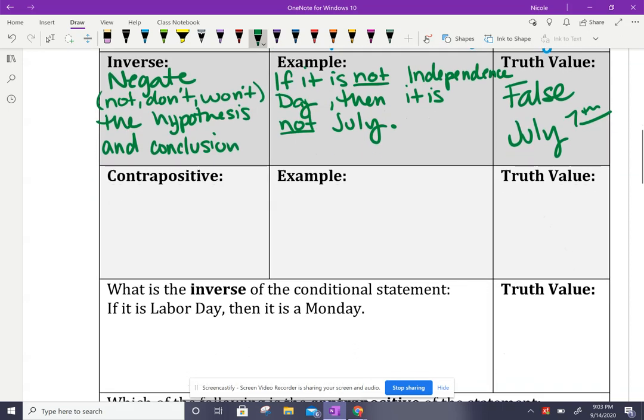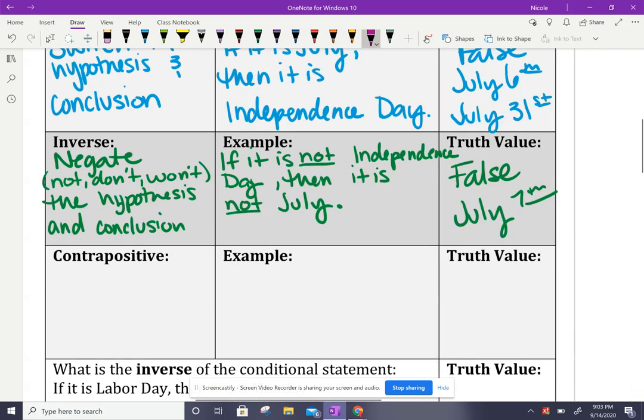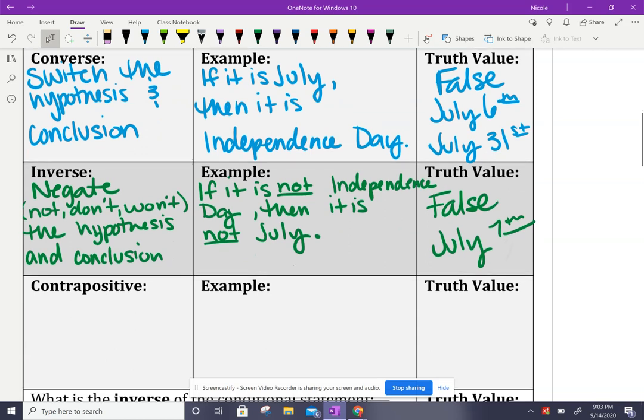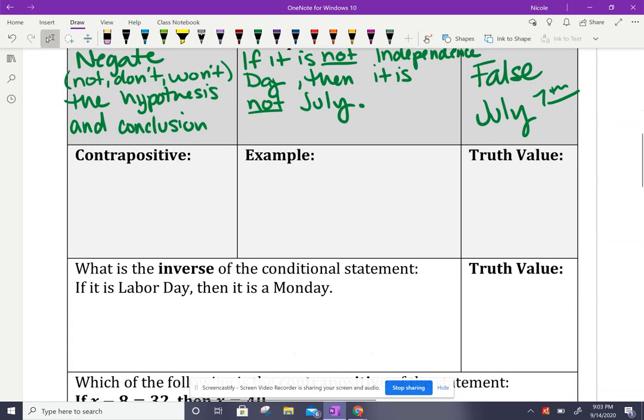Now the contrapositive. Again, we go back to the original example. If it is Independence Day, then it is July. But with the contrapositive, we do both the inverse and converse. So we switch and negate the hypothesis and conclusion.